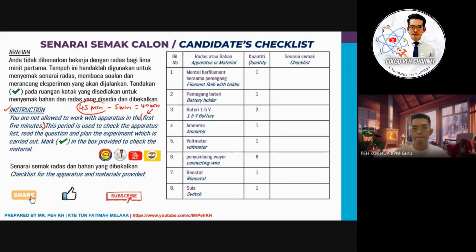But for this question, there will be the Tugasan Amali berpandu. So the procedure is provided, so it will be easier for the candidate to answer. Okay, so if you check all the apparatus involved, there will be the filament bulb with holder, battery holder, then the batteries provided are 2, ammeter 1, voltmeter 1, connecting wires 8, 1 rheostat and 1 switch. If you check all the apparatus, the quantity is correct and also functioning, you may take your checklist and start to plan your experiment.